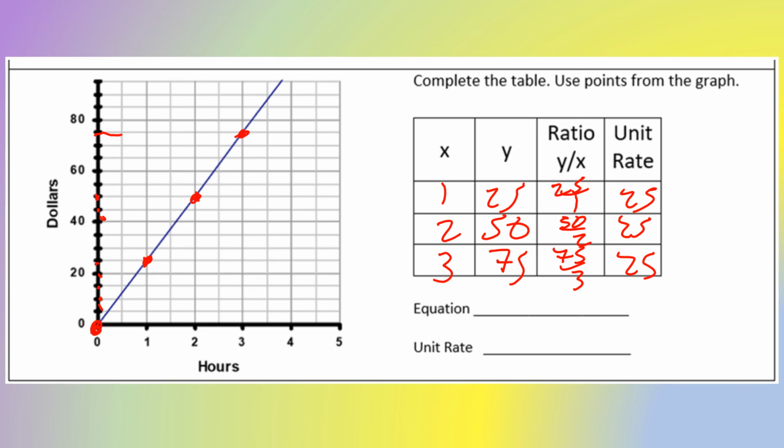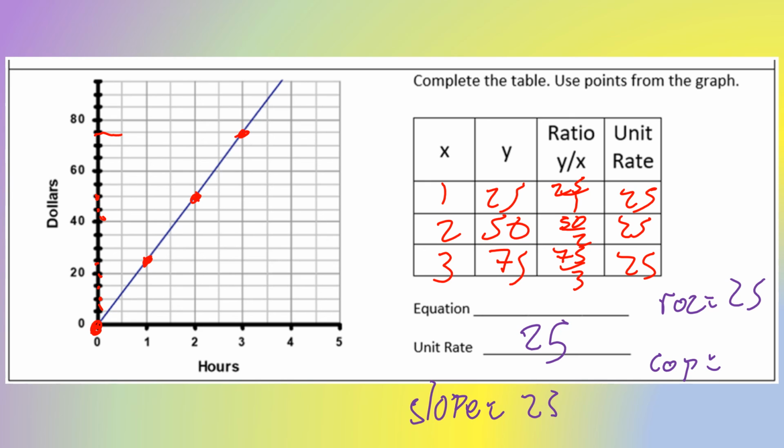My unit rate is 25. If they asked for the slope, I would say 25. If they asked for the rate of change, I would say 25. If they ask for the constant of proportionality, I would say 25. They're all 25. They're all the same thing. And then finally, my equation would be y equals 25x. And that is all I've got for today.